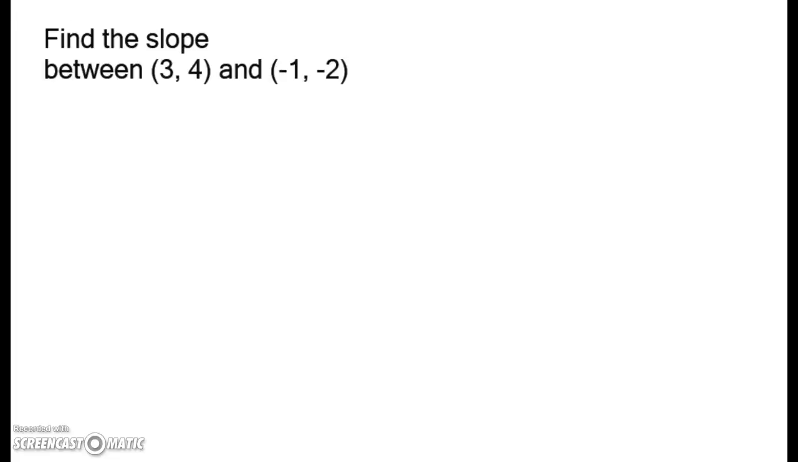Okay, this video is asking us to find the slope between points (3, 4) and (-1, -2). In this video, I'm going to show you how to do it with the slope equation. The slope equation should look really familiar because you did it a lot in Algebra 1. Slope is the change in y, so y2 minus y1, over the change in x, x2 minus x1.